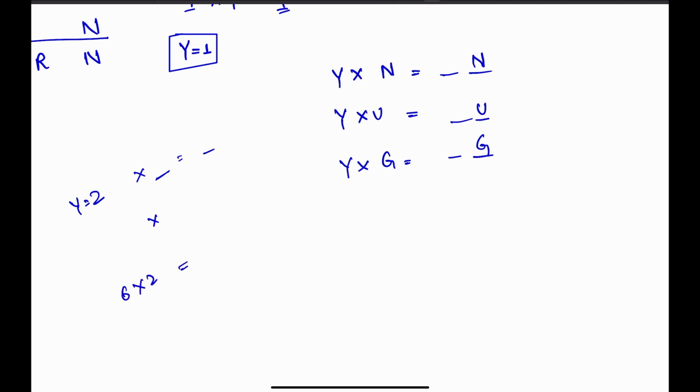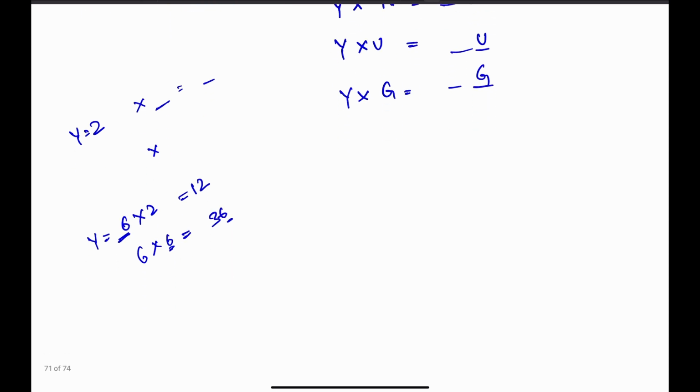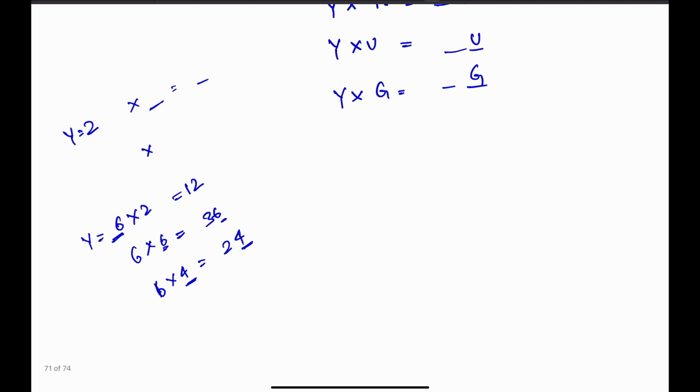6 into 2, 12. So in this case, when my Y is 6, then 6 into 6, 36. So 6 coming. And 6 into 4 will be 24. So last digit is coming 4. So this is one of the possibility for Y. Either Y could be 6 or Y could be 1. Anything else? 2 into something, that last digit also come. 2 into 1, 2.